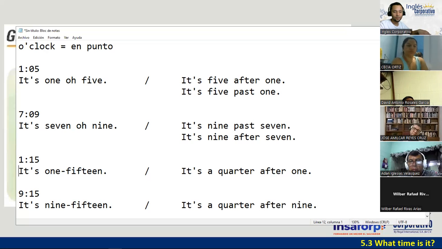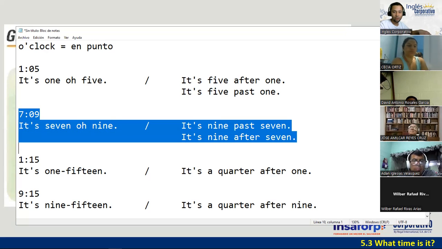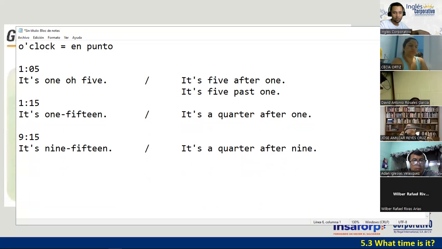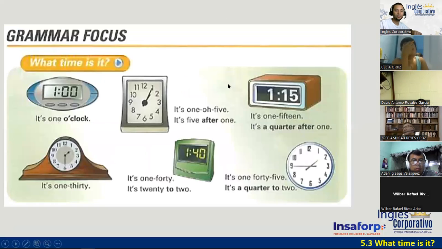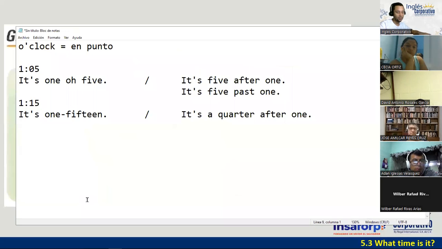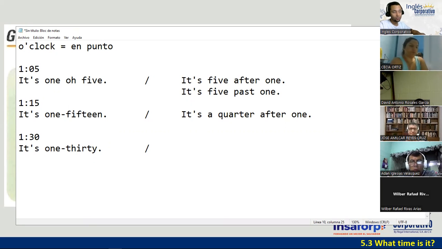Veamos ahora. Vamos a quitar estos ejemplos adicionales porque nos quitan un poco de espacio. Next. Take a look. ¿Qué tenemos acá? It's 1:30. Okay. Es la 1:30. Fácil de decir. Pero hay otra manera también. Y esta es un poco más complicada, nada más. Pero es la única que se utiliza.